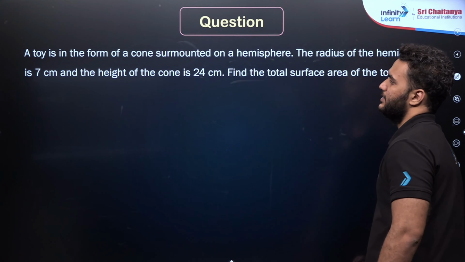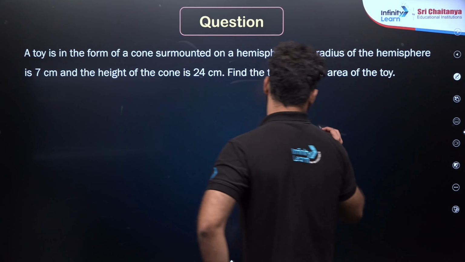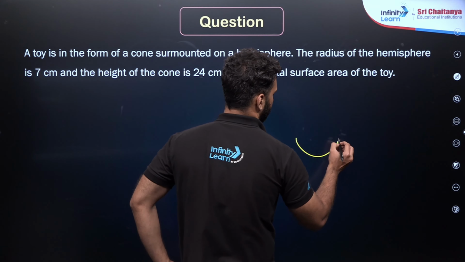A toy is in the form of a cone surmounted on a hemisphere. Okay, such kind of toy.